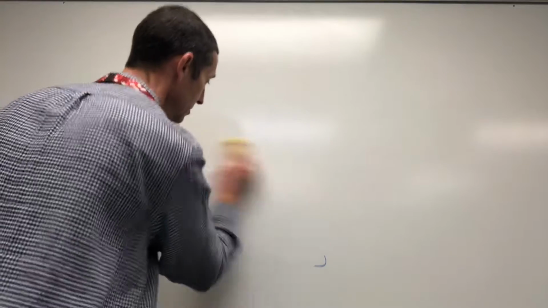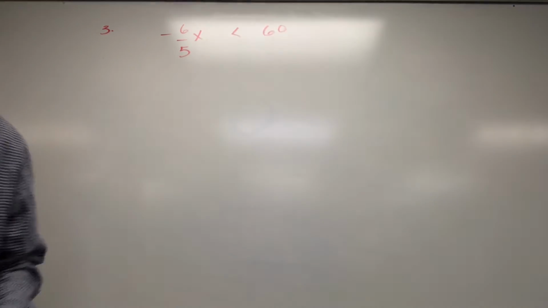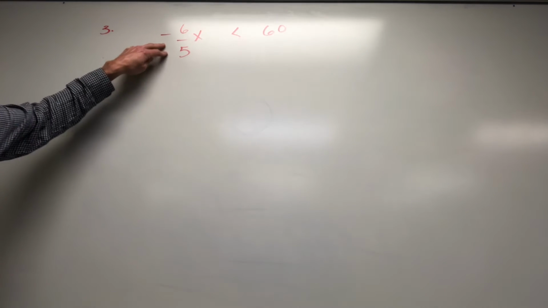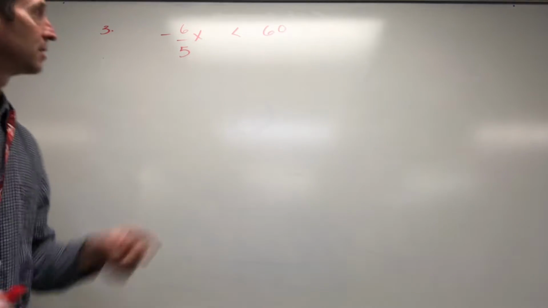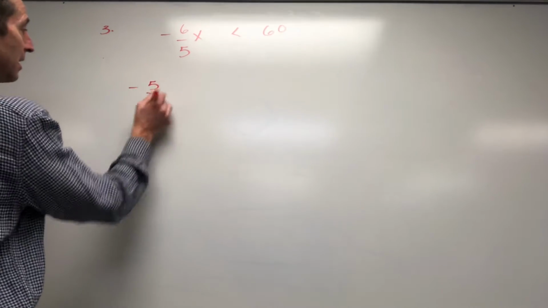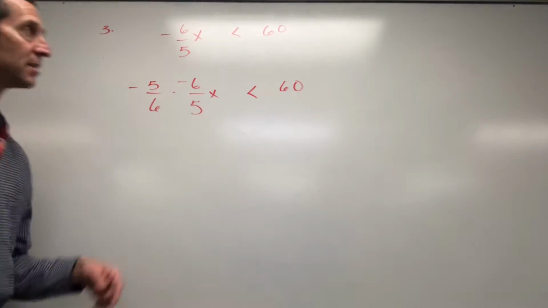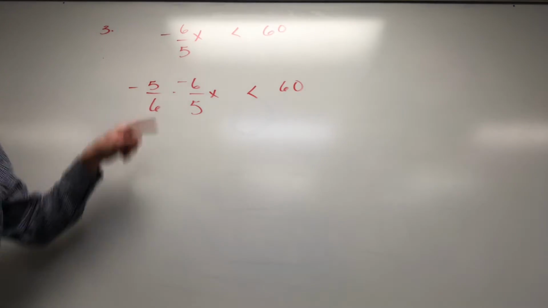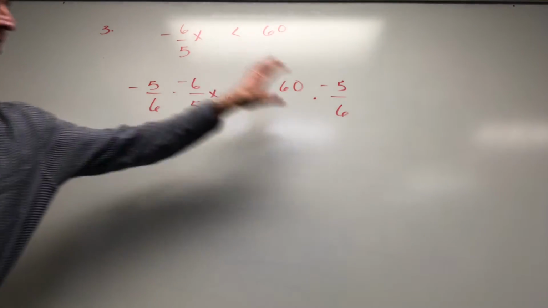Let's go. All right, number 3. Got fractions that show up. We know how to do this. Negative 6/5 x, let's go less than 60. So on this problem, the issue is the fraction, the 6/5. To get rid of it, we hit it with the reciprocal. So 6/5, we're going to multiply it by 5/6. On both sides, we're multiplying by a negative 5/6, on this side and that side.